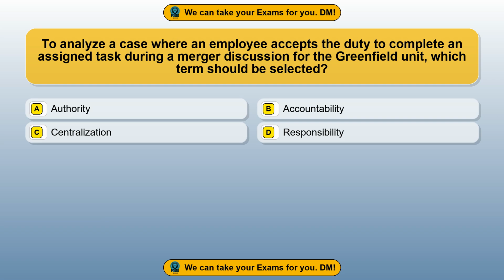To analyze a case where an employee accepts the duty to complete an assigned task during a merger discussion for the Greenfield unit, which term should be selected? Option A, authority. Option B, accountability. Option C, centralization. Option D, responsibility.